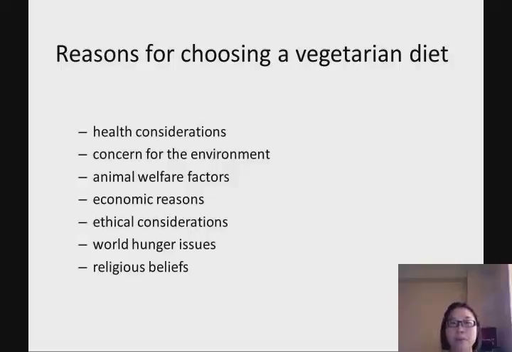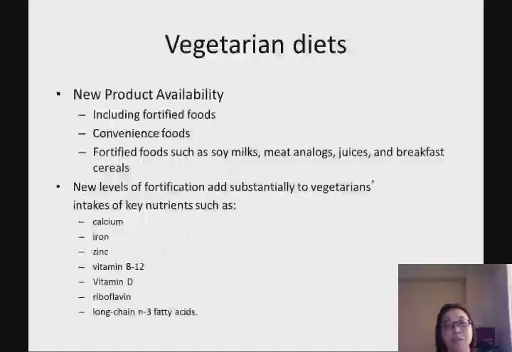Some people are concerned for the environment, because when you raise animals, they produce a higher amount of carbon dioxide, which may destroy our ozone. That's why we don't want that. Others care about animal welfare because they don't want to kill animals. There are also economic reasons and ethical considerations, like Buddhism, where they don't eat any animal products, or hunger issues or religious beliefs.